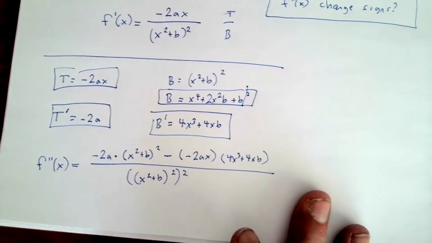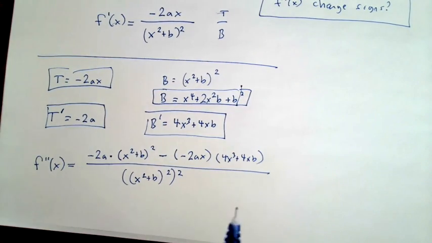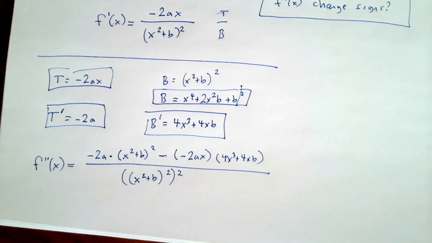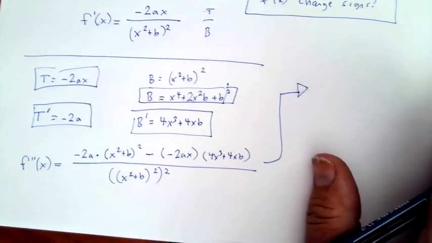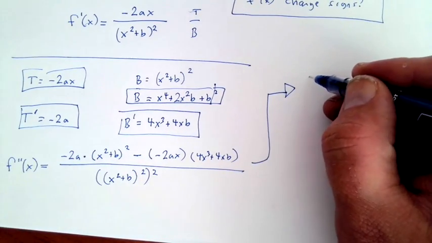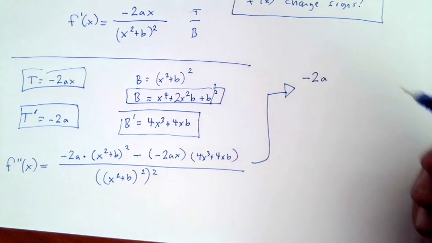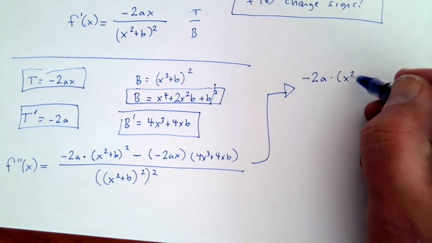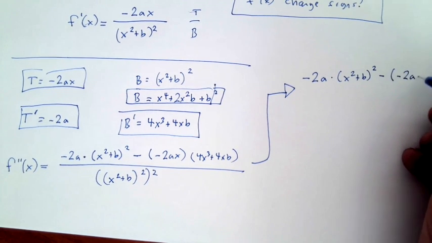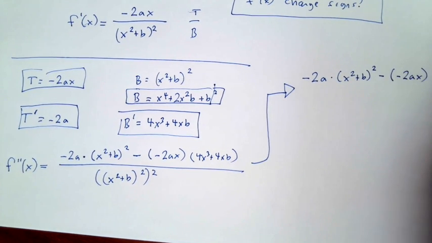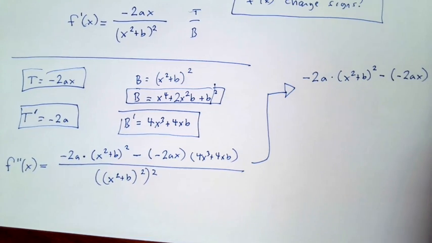So if I'm trying to solve f double prime of x equal to 0, I have to solve this whole horrible monstrosity set equal to 0. But maybe if I stay with it, it will turn out not to be too bad. Let's see what we get. The numerator equal to 0 is negative 2a times x squared plus b squared minus negative 2ax times 4x cubed plus 4xb squared equal to 0.